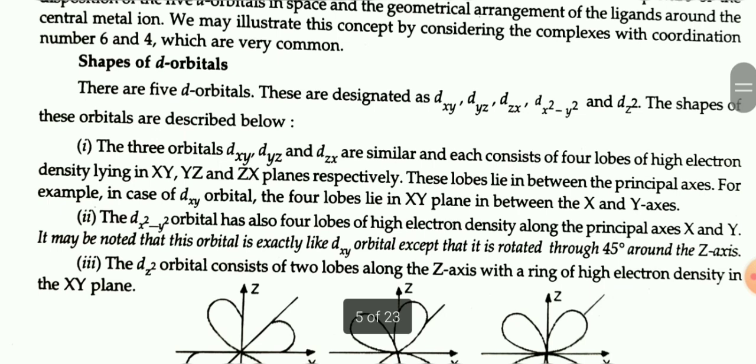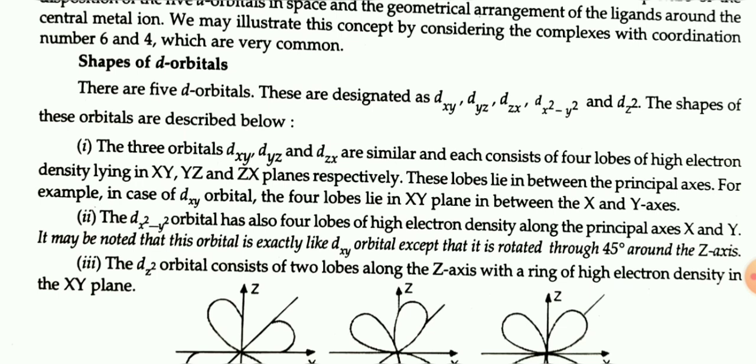Shapes of d orbitals. There are 5 d orbitals. These are designated as dxy, dyz, dzx, dx² minus y², and dz². The shapes of these orbitals are described below. First, the three orbitals dxy, dyz, and dzx are similar and each consists of four lobes of high electron density lying in the xy, yz, and zx planes respectively. These lobes lie in between the principal axes.